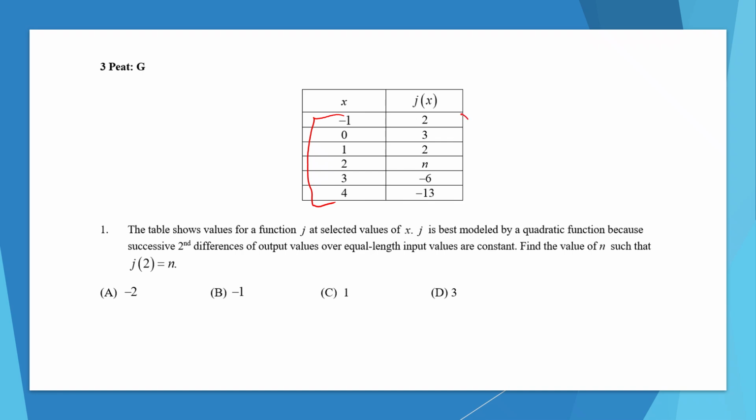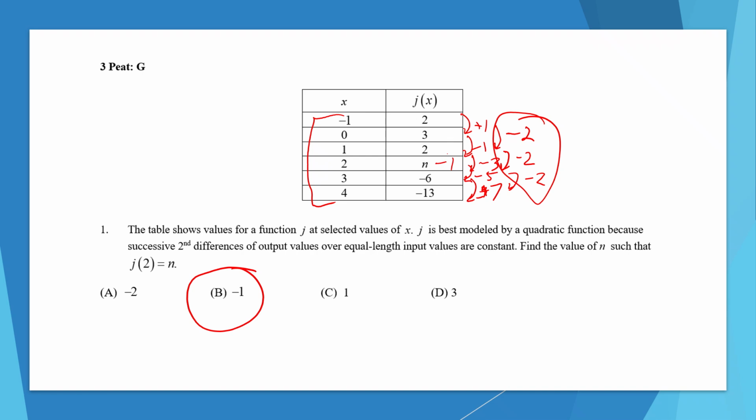And then for this one, we see plus 1, minus 1, we don't know, and then minus 7. So continuing this from plus 1 to negative 1, that's a jump of minus 2. So that is what these jumps should be as well. So negative 1 minus 2 is negative 3. And so from 2 to n, we got to subtract 3, so this should be minus 1, and then that's minus 5, and then minus 2, where these are all the same. So we get n to be negative 1, so B is going to be our answer there.